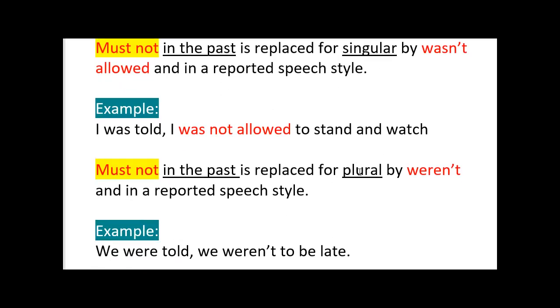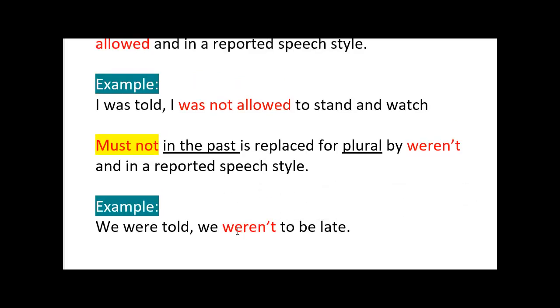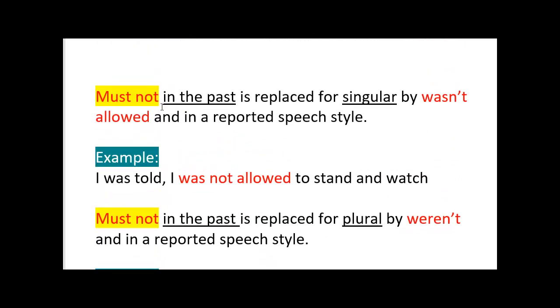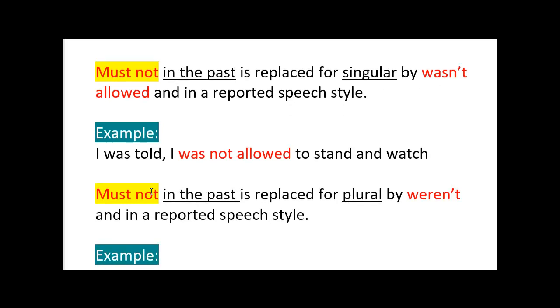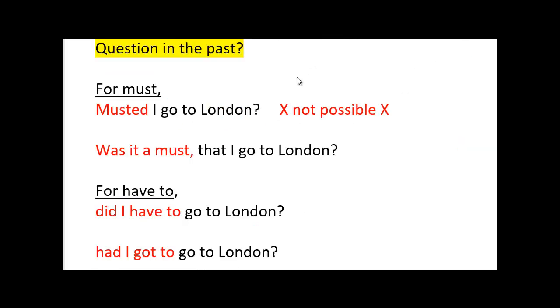If we're using it for plural, we use "weren't." So example, "we were told we weren't to..." We used "weren't" here. Got that, guys? That's instead of "must not." In the past, "must not" for a single person becomes "wasn't," and "must not" for a plural group of people becomes "weren't." Is that clear? I know the video is quite long, but "must" has a lot. I didn't know it would have all that much because it doesn't have a past and a past participle, but I have to explain everything for you, so we're almost near the end now.